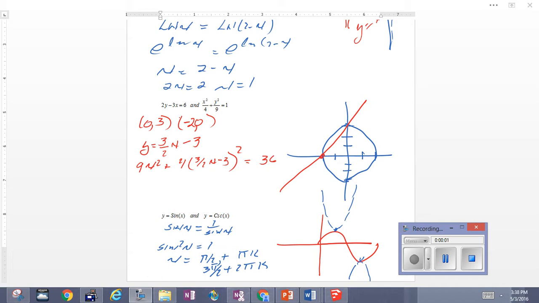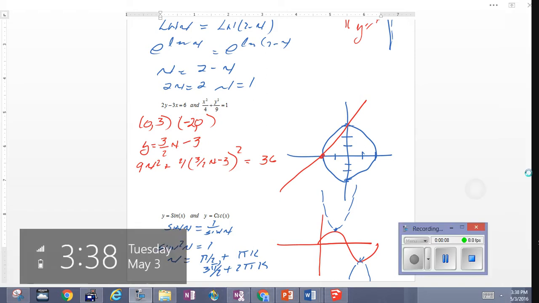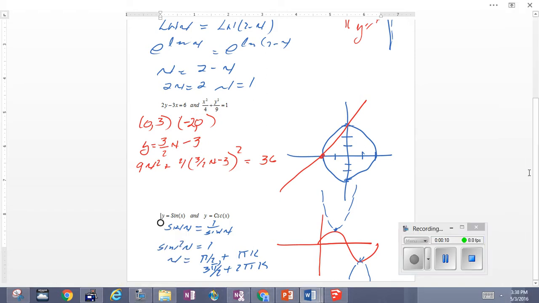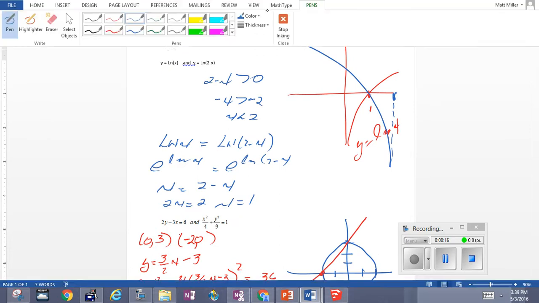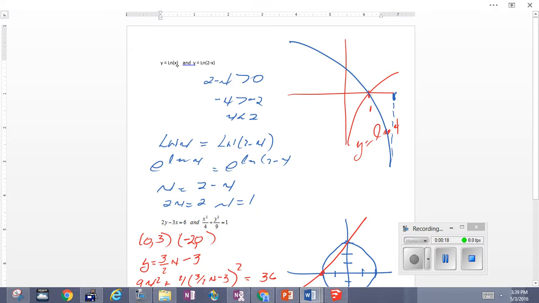All right, go over a couple more of these systems of nonlinear equations with you, okay? So, just picked up a couple examples just to explain, okay? So here, our graphs are, as you can see, the natural log of x, which follows this red curve. Hopefully you would remember that, okay? And the natural log of 2 minus x, which is a translation.